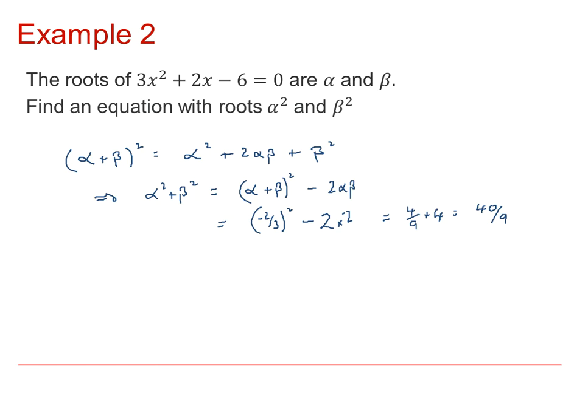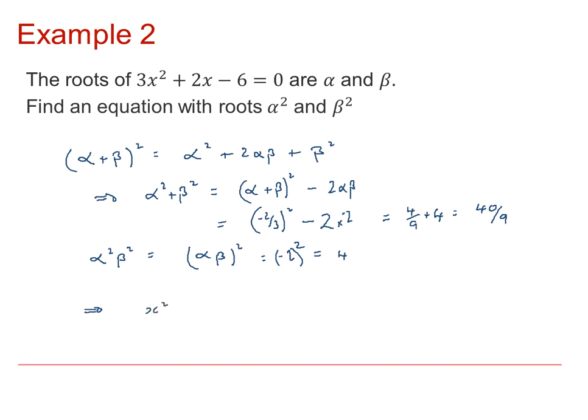The product of the new roots, alpha squared beta squared, is just equal to alpha beta all squared. And we saw that alpha beta was negative 2, so this is just negative 2 squared, which is equal to 4. So we've now got a situation where the sum of the roots is 40/9 and the product of the roots is 4.